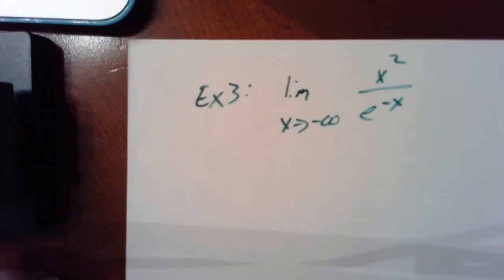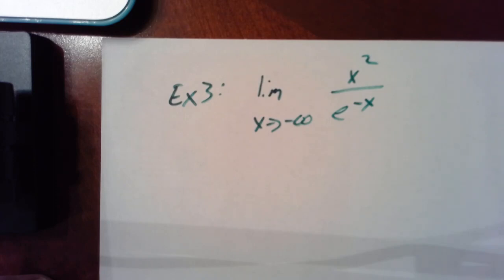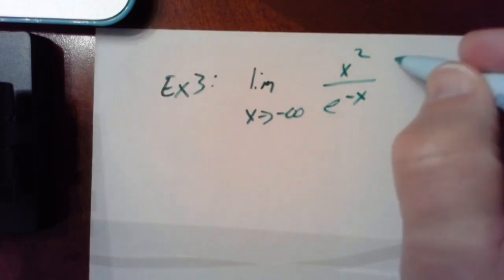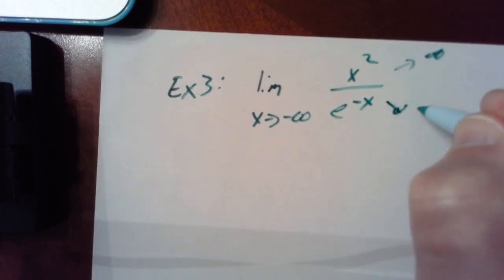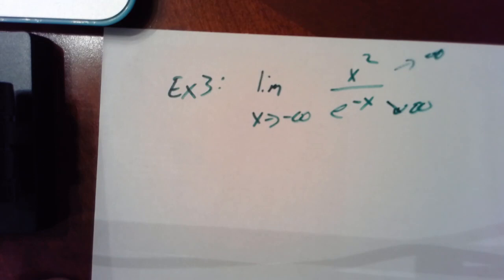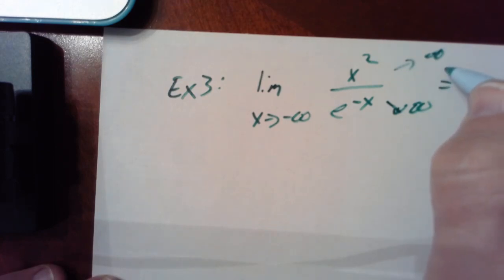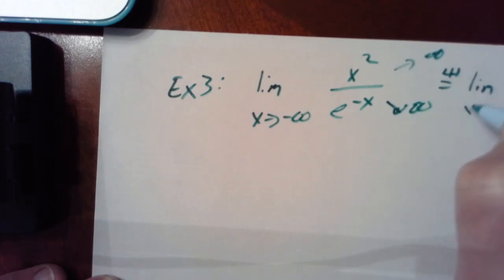Alright, we've got example 3 from the notes on L'Hopital's rule. So in this situation we're going to have an infinity over an infinity, which means that L'Hopital's rule does apply. So one notation is to do an equal sign and to have LH over your equal sign for L'Hopital's rule. So now I've got my limit as x approaches negative infinity.